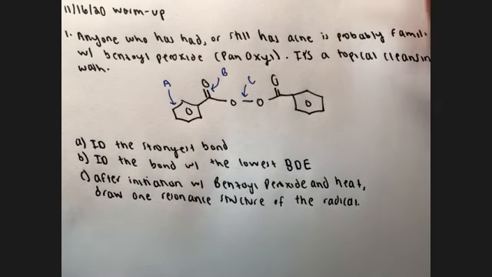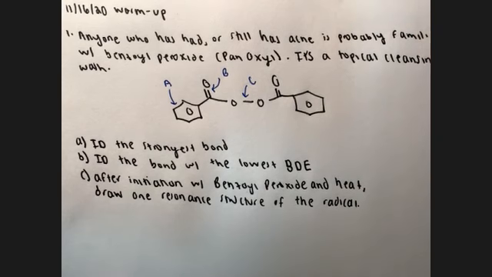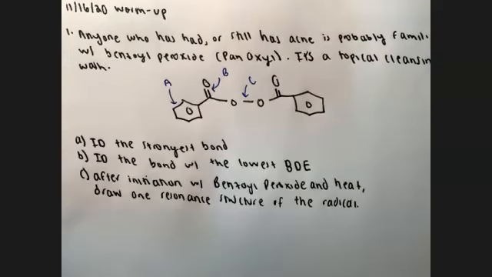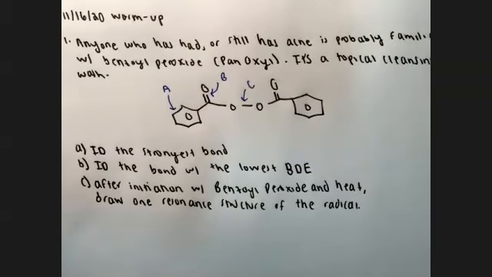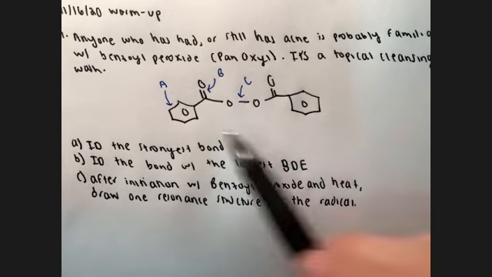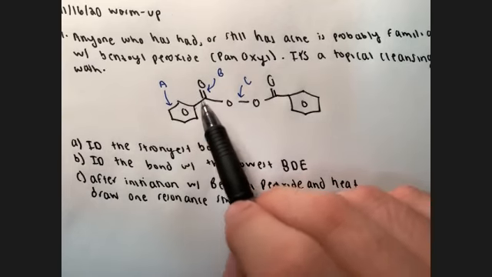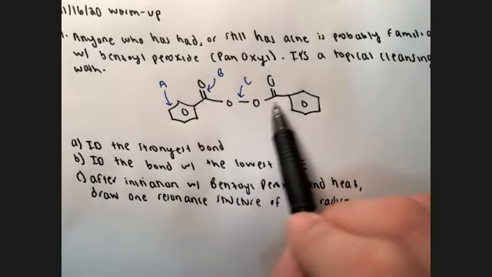So anyone who has had or still has acne is probably familiar with benzoyl peroxide. It's also commonly known as Panoxyl. There are some other common names out there. It's a topical cleansing wash, essentially. And this is the structure of the main ingredient, benzoyl peroxide. So there are benzenes, and then it almost looks like these esters, and they're linked together.